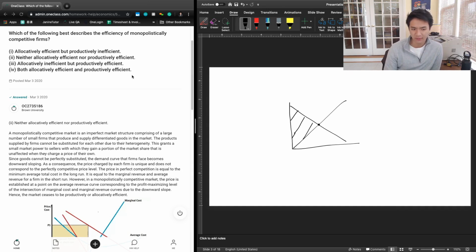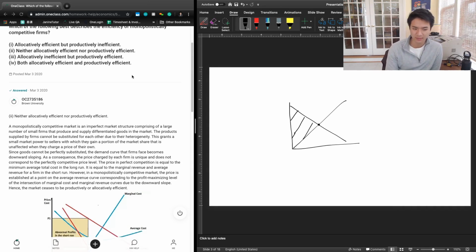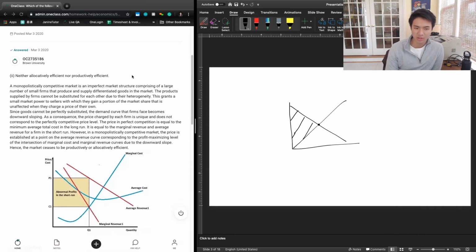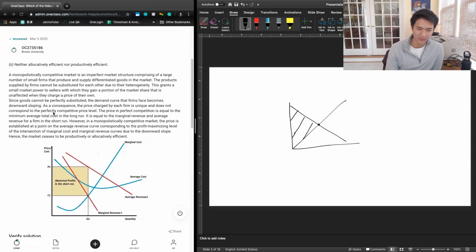Since goods cannot be perfectly substituted, the demand curve that firms face becomes downward sloping. As a consequence, the price charged by each firm is unique and does not correspond to the perfectly competitive price level. The price in perfect competition is equal to the minimum average total cost in the long run, which is also equal to marginal revenue and average revenue for a firm in the short run. However, in a monopolistically competitive firm, the price is established at a point on the average revenue curve corresponding to a profit maximizing level, at the intersection of marginal cost and marginal revenue, due to the downward slope. Hence, the market ceases to be productively or allocatively efficient.